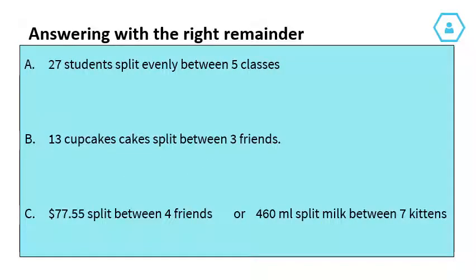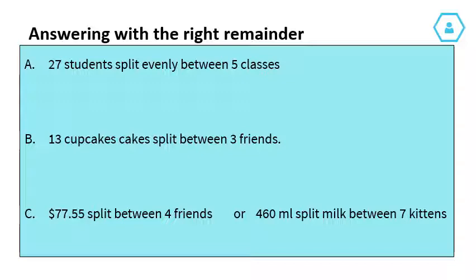And the last slide for today is about answering with the right remainder. So here we've got 3 different situations, and we're going to look at what's probably the best way of representing the remainder. So we know that with remainders, we can record them as whole numbers, as r equals, as a fraction, or as a decimal. But with word problems, we need to think carefully about what kind of remainder, or how we're going to represent the remainder as an answer to that question.